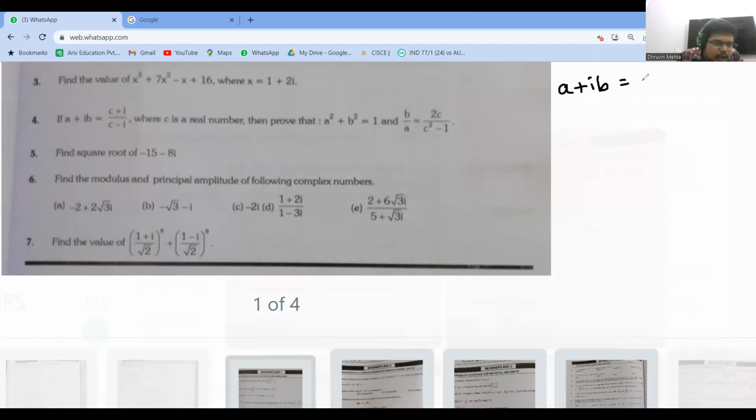नहीं ये c plus 1 है या I है, चेक कर बुक में, यहाँ पे क्लियर नहीं. C plus I है, और नीचे c minus I है, करेक्ट. And we have to prove this, Arush, a square plus b square is equal to 1.